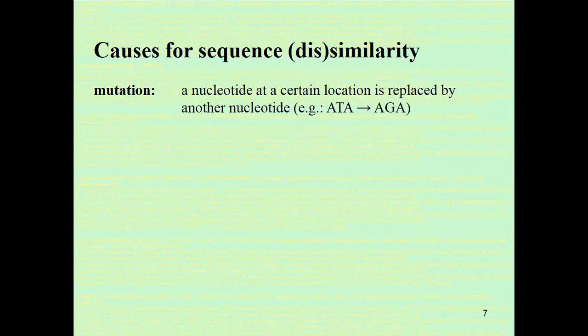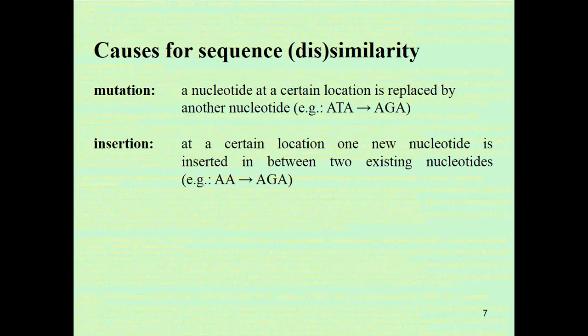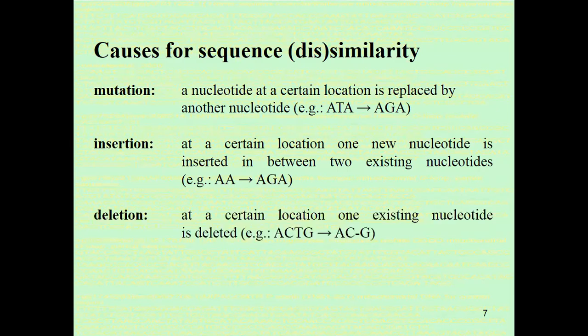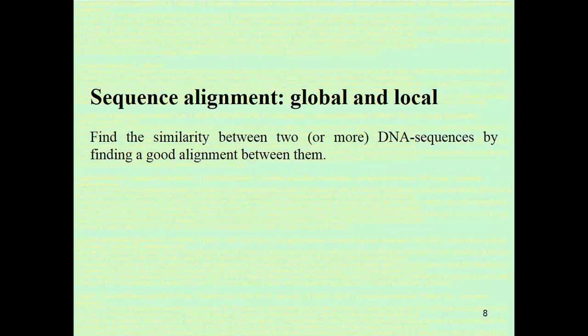So you know about mutation. Mutations occur when there is any change or replacement of a nucleotide, like ATA to AGA. Insertion is the addition of a new nucleotide between existing nucleotides, like AA to AGA. For deletion, you know that a specific nucleotide is removed from one position, like ACTG to AC-G. Insertions and deletions are collectively known as indels.